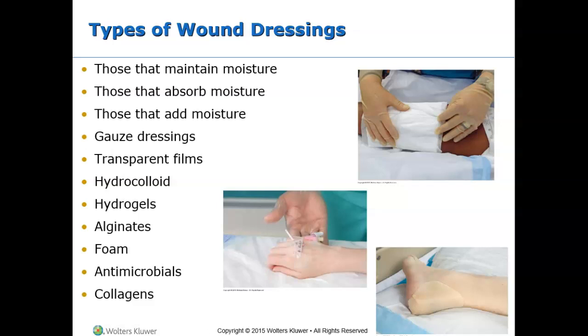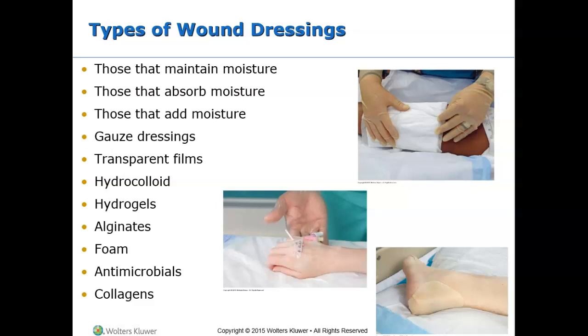Hydrocolloids are wafers, pastes, or powders that contain hydrophilic or water-loving particles. When applied to a wound, the hydrophilic particles interact with exudate to form a gel that keeps the wound moist. The dressing forms a protective layer against friction and bacteria. This type of dressing is ideal for wounds with minimal drainage, such as partial thickness wounds or stage 2 pressure ulcers.